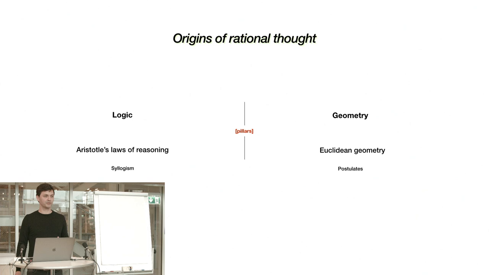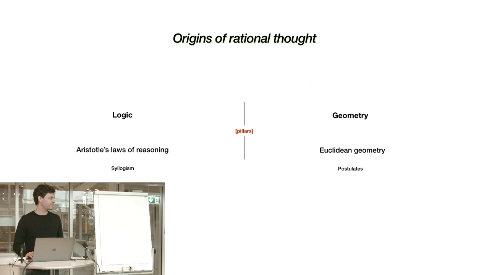Before the 19th century, which changed a lot of things, for a very long time we considered two fields of knowledge to be pillars of stability of our rational world. On one side we had logic, on the other side geometry. We thought about logic and geometry not only as a theory, but also as something intimately linked with the world around us, with how we think about reality.